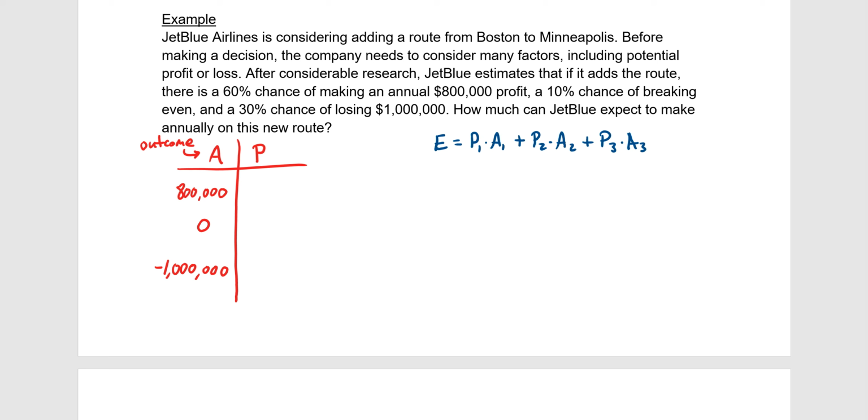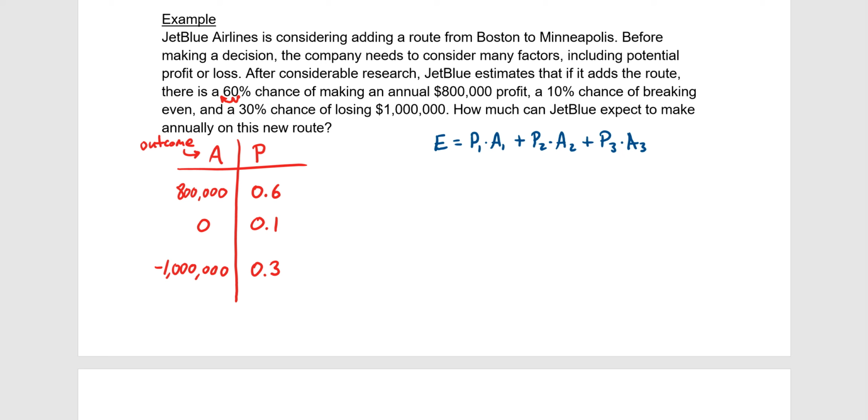Now the probabilities for each one. The probability that they make $800,000 is 0.6, because we need it as a decimal. Remember to change a percent to a decimal by moving the decimal point 2 to the left. If the decimal isn't written, it's assumed to be at the end. A 10% chance of breaking even is 0.1. And 30% as a decimal, to lose $1 million, is 0.3. Every time you change a percent to a decimal, move the decimal point 2 to the left.